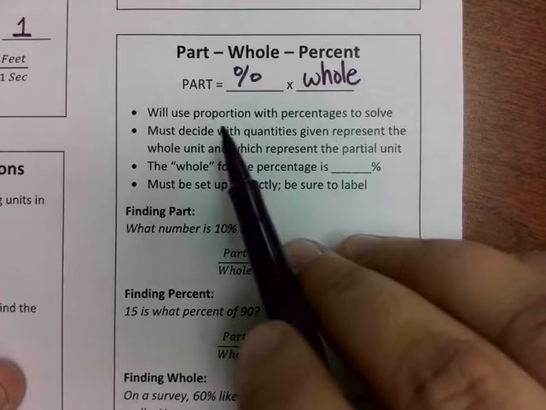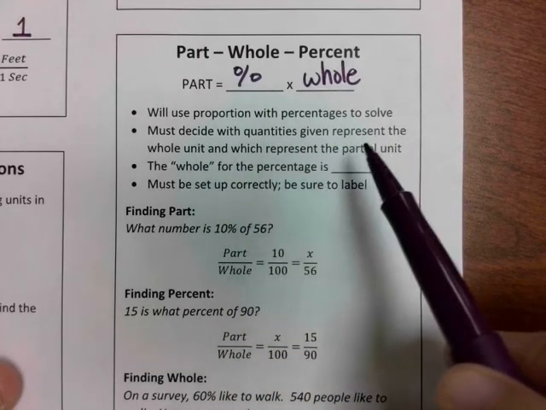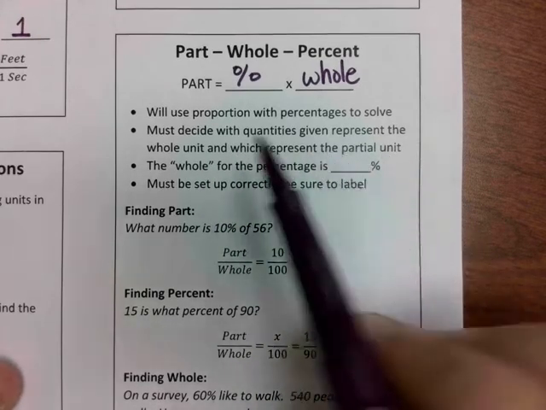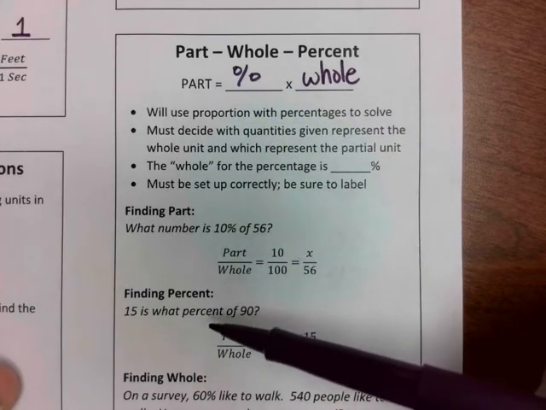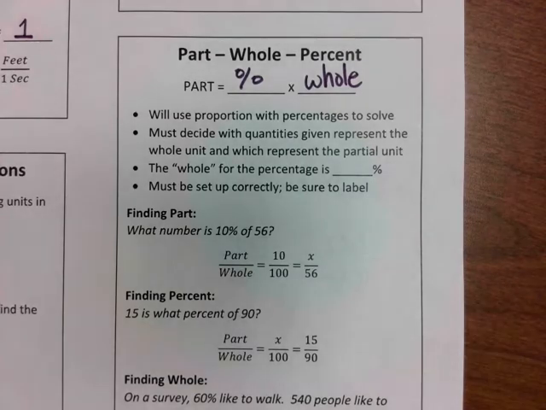Like I said, we are going to use a proportion with percentages to solve. We must decide if the quantities given represent the whole unit and which represent the partial units. Sometimes the number that they give you, you're going to put at the bottom because it's your whole. Sometimes they're going to give you a part, so you can put it on top. Sometimes they're going to give you two parts, so you have to actually add them together to get your whole. So these can be a little bit tricky, but WKUs will help you tremendously.